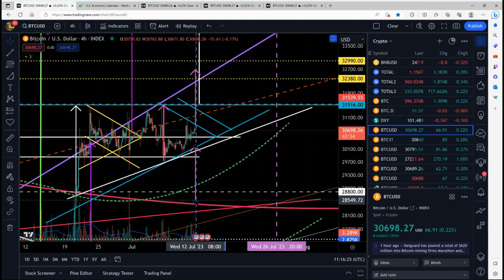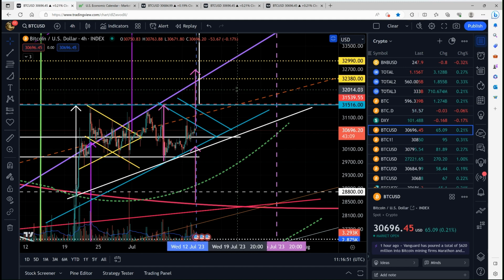Now this green dotted line represents the daily Gaussian channel. And the top of that currently is at about 28,900. Possibly a wick down there, or just simply possibly a wick down here to the 29,460, or no wick at all. We just shoot straight up.